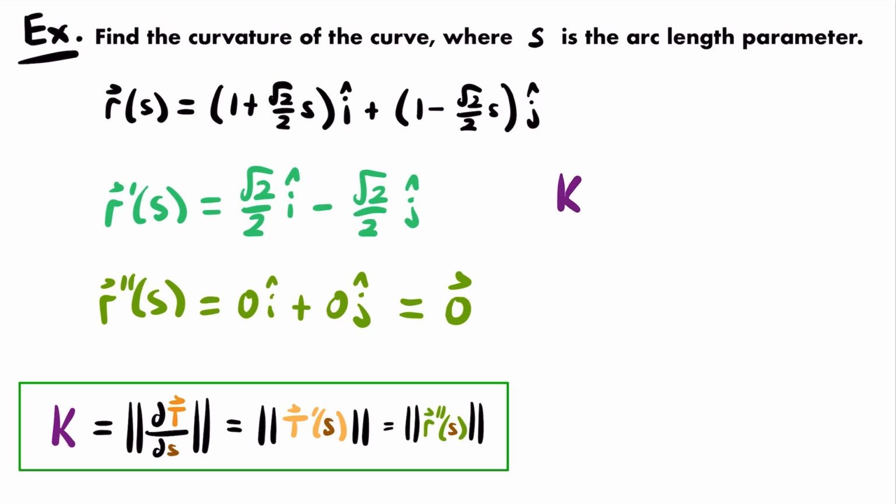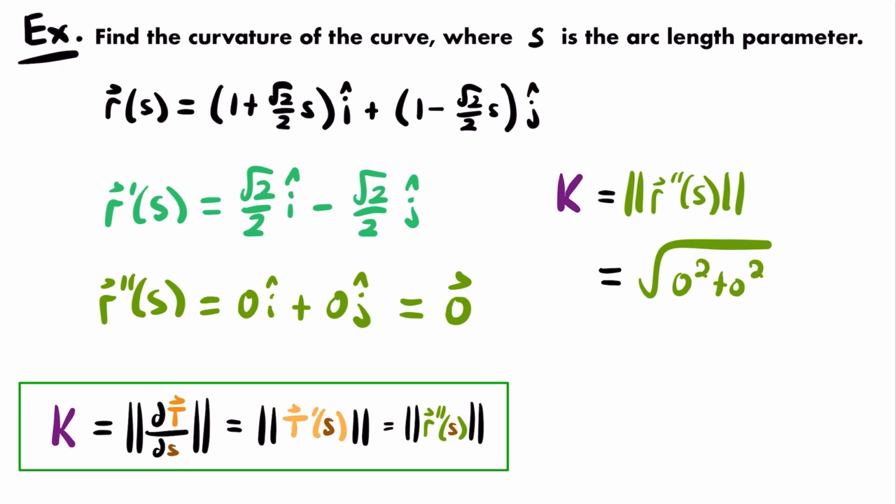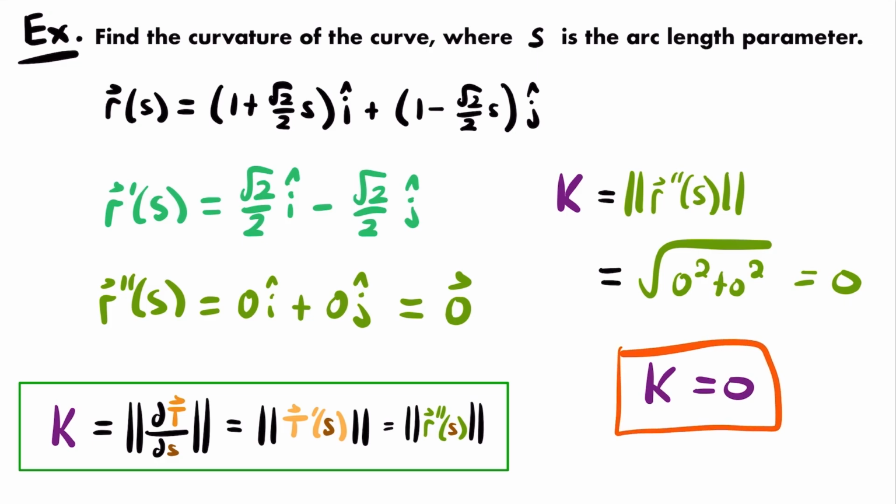All right, so the curvature here is equal to the magnitude of r double prime of s, which is a little redundant, but I'm going to write it out here. You would have the square root of 0 squared plus 0 squared, which is equal to 0. The curvature k is equal to 0, and that is the final answer to this problem. Okay, and so conceptually what that means, the fact that the curvature is 0 for this curve, means that it's a line, right? If your entire curve has 0 curvature, then it doesn't curve at all. It is just a straight line.